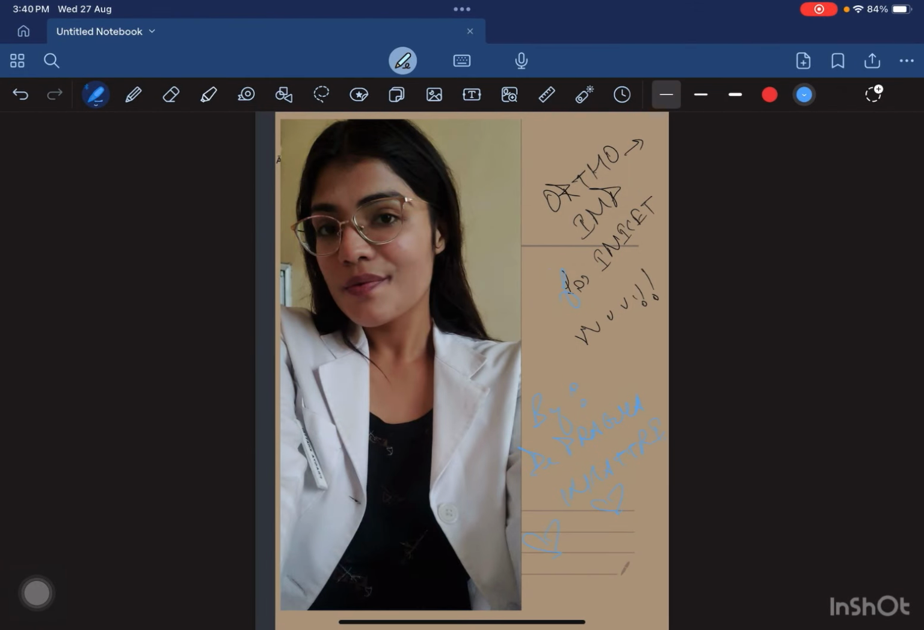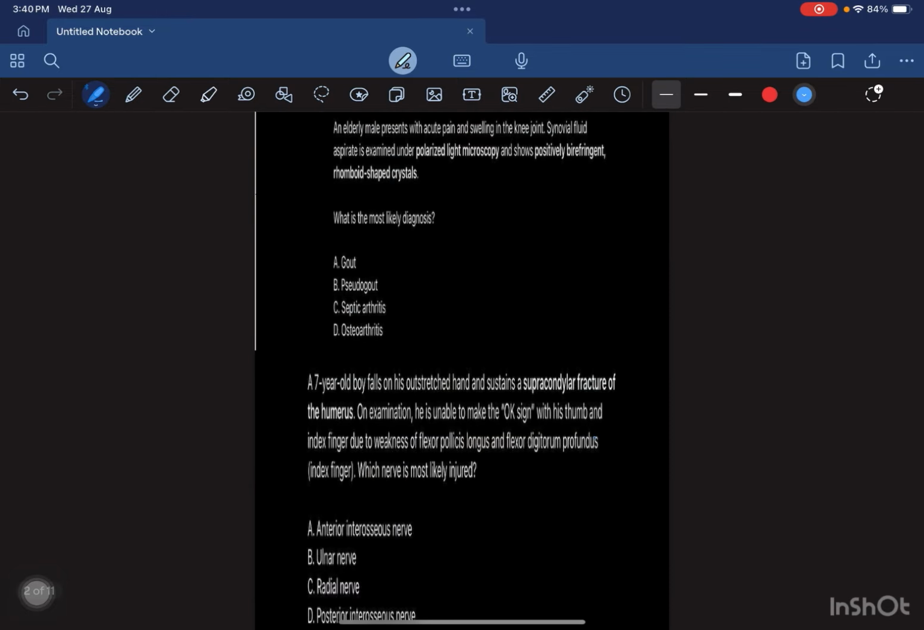So today we are going to cover the most important topics in ortho for the upcoming November INI. So moving ahead with the questions that we have here. The first question is saying that an elderly man presents with acute pain and swelling in the knee joint. The synovial fluid aspirate is examined under the polarized light microscopy and shows positively birefringent rhomboid shaped crystals.